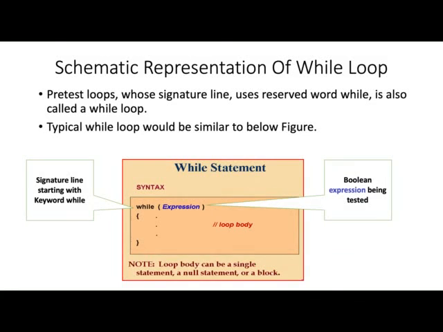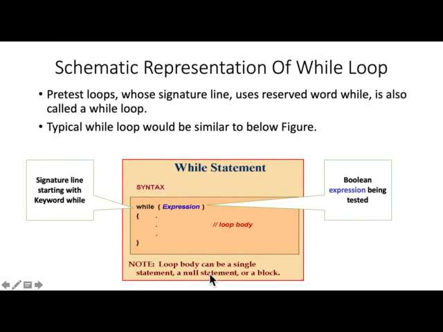We want to do a schematic representation of the while loop. Pretest loops whose signature line uses the reserved word while are also called while loops. A typical while loop would be similar to this figure. You have a signature line where there's the word while. Inside the parentheses will be the Boolean expression being tested. Left curly brace, right curly brace. And inside the loop body, you could have one statement, two, or if you don't want to execute anything you don't have to, but then it will become an infinite loop. So a null statement is not a good idea.